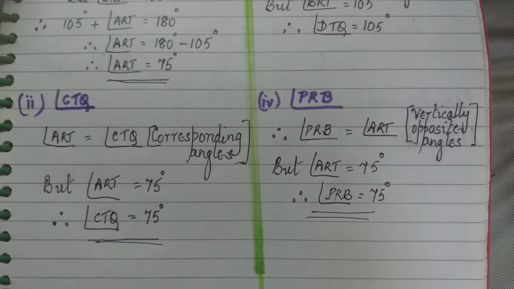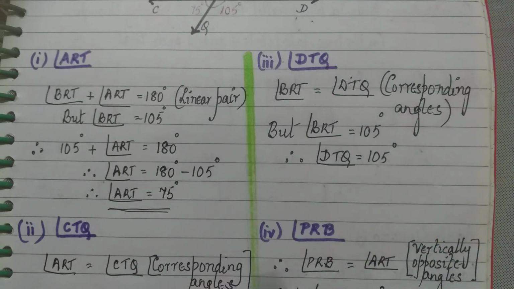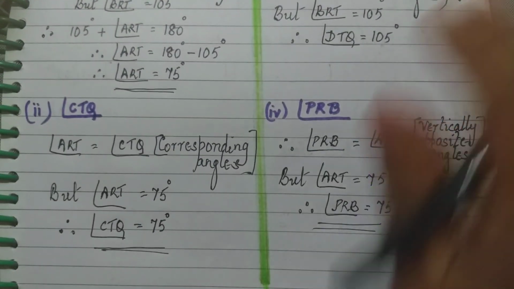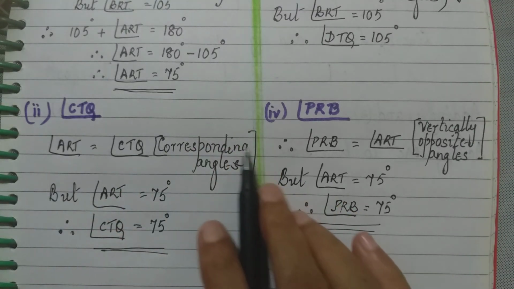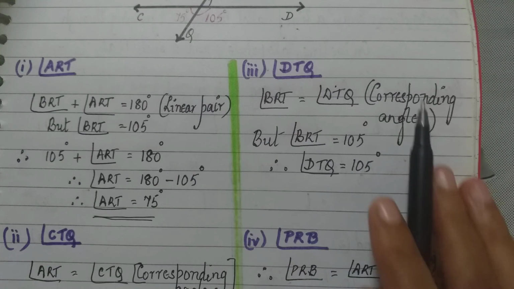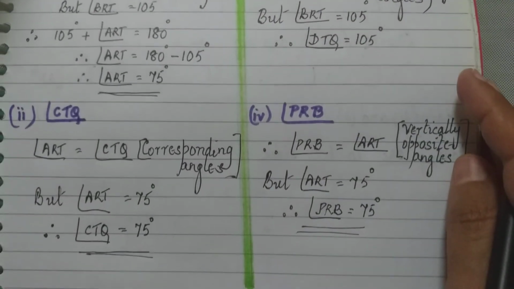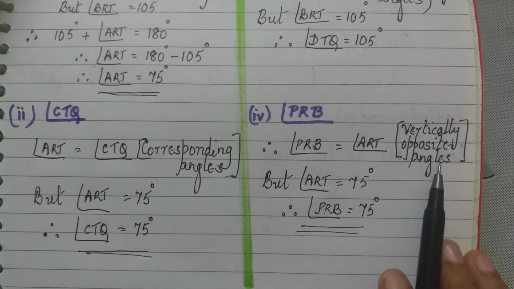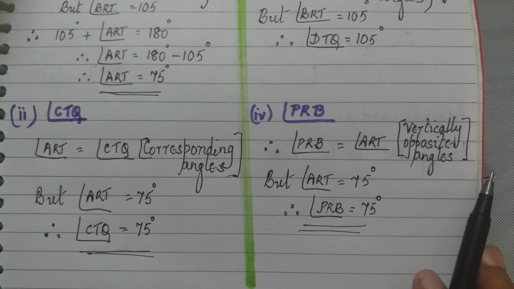Let us see whether we have written the reason for each. Angle ART is 75 degrees by the reason linear pair. Angle CTQ is 75 degrees by the reason of corresponding angles. Angle DTQ is 105 degrees by corresponding angles. And angle PRB is 75 degrees by the reason vertically opposite angles.